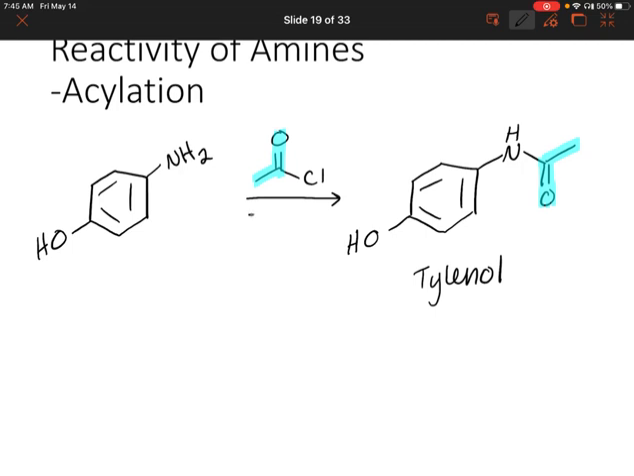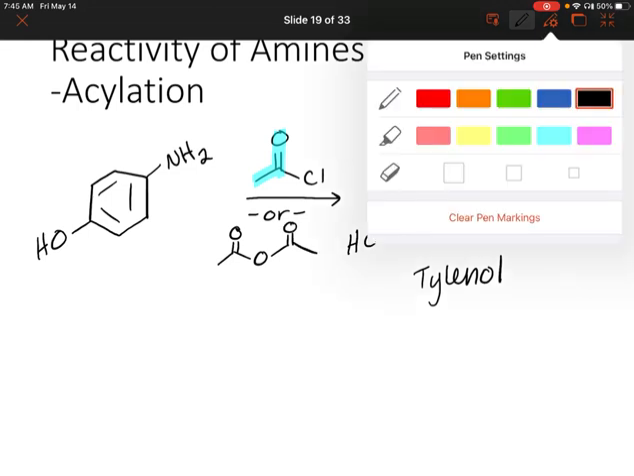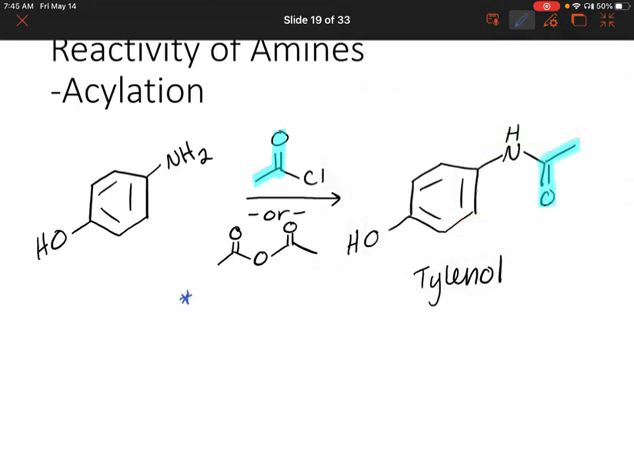Another way, instead of using that acyl chloride, you could also use an anhydride. And one advantage of using an anhydride is that they are more selective, so they won't react with anything else on the ring, whereas an acyl chloride could potentially react with other functional groups. So we'll just write anhydrides are more selective. So, depending on what's on your benzene ring, that could be advantageous.